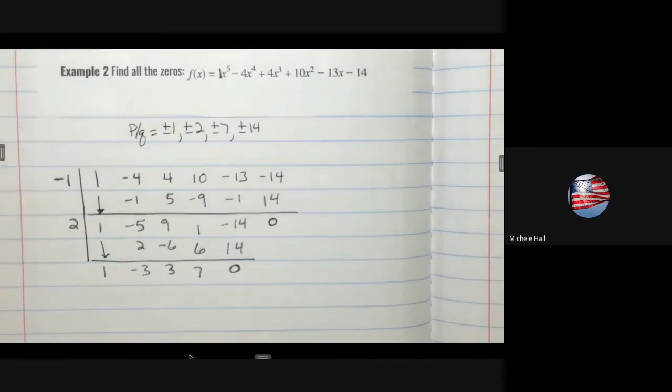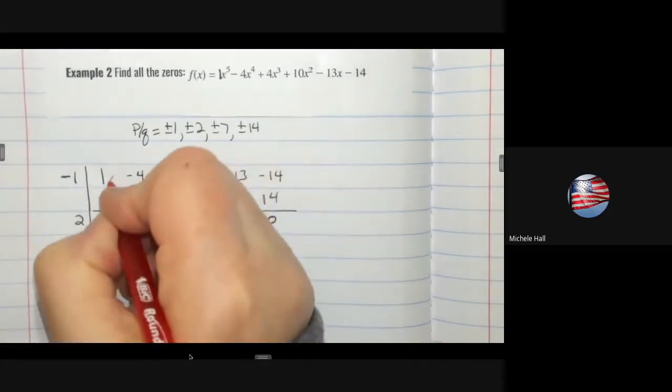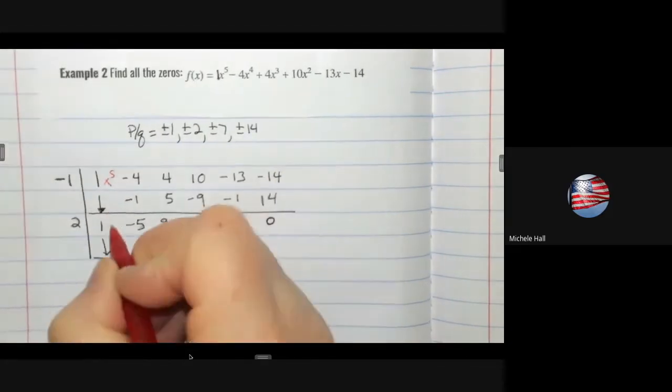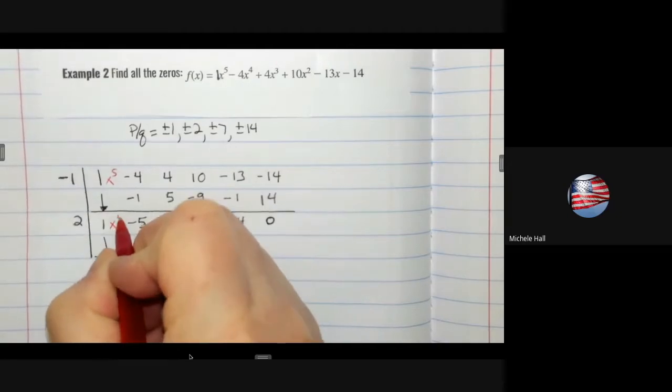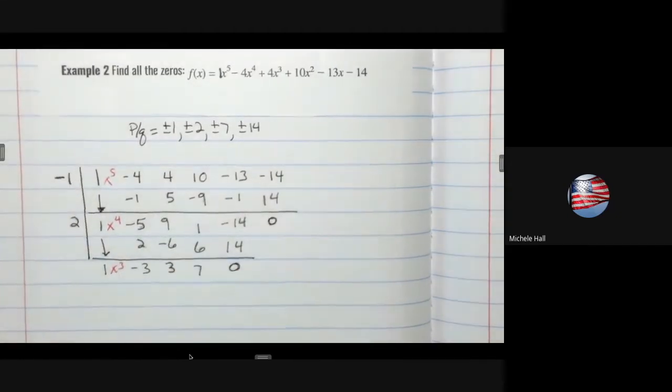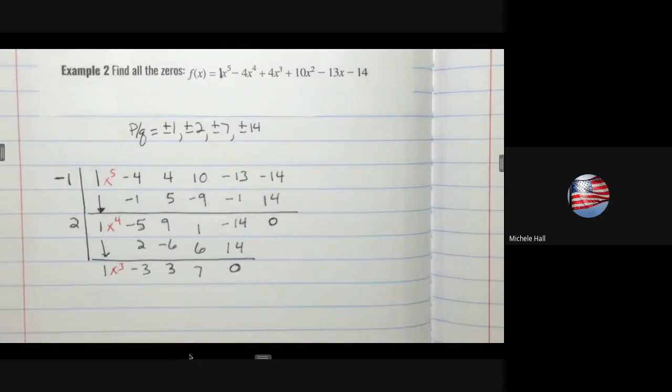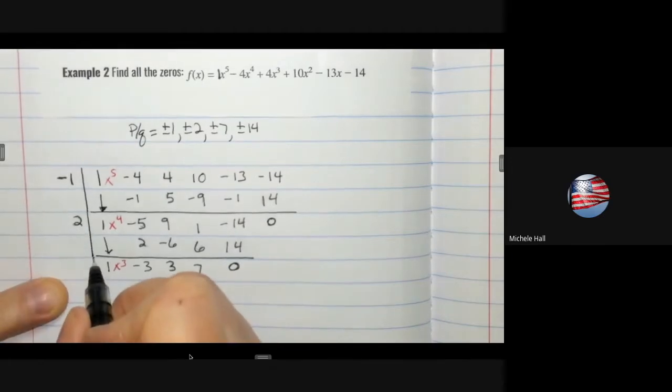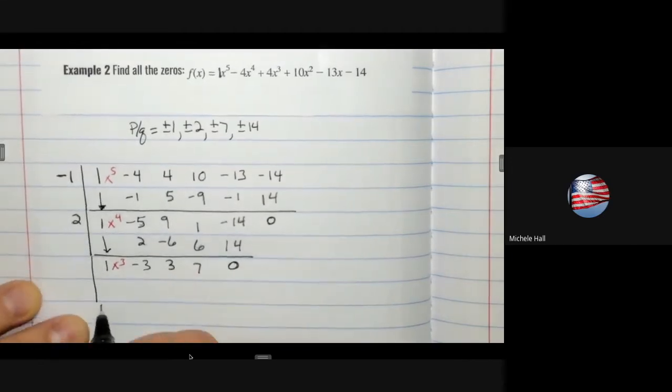We have a degree 5 down to a degree 4 down to a degree 3. So we need to divide one more time. And then we can factor or use the quadratic formula.